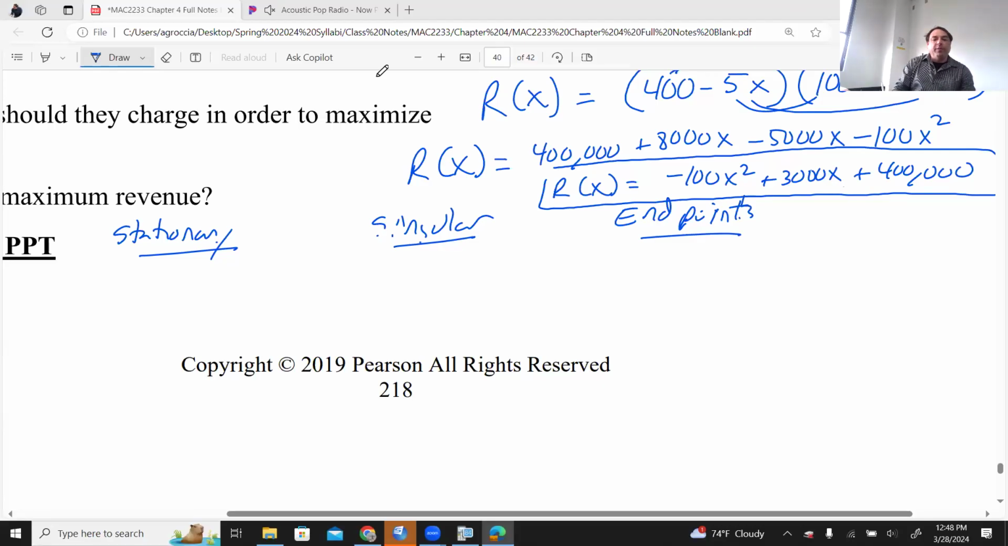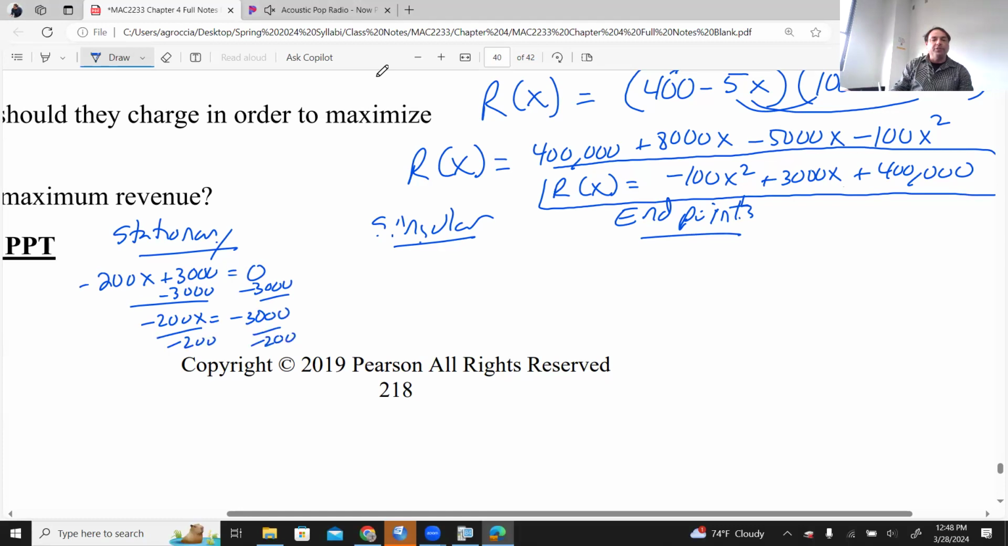So stationary would be, we take the derivative, which would be negative 200x plus 3000 equals 0. Then I would subtract 3000. Negative 200x equals negative 3000, divide by negative 200. What do you get for x? 15 coupons, okay?